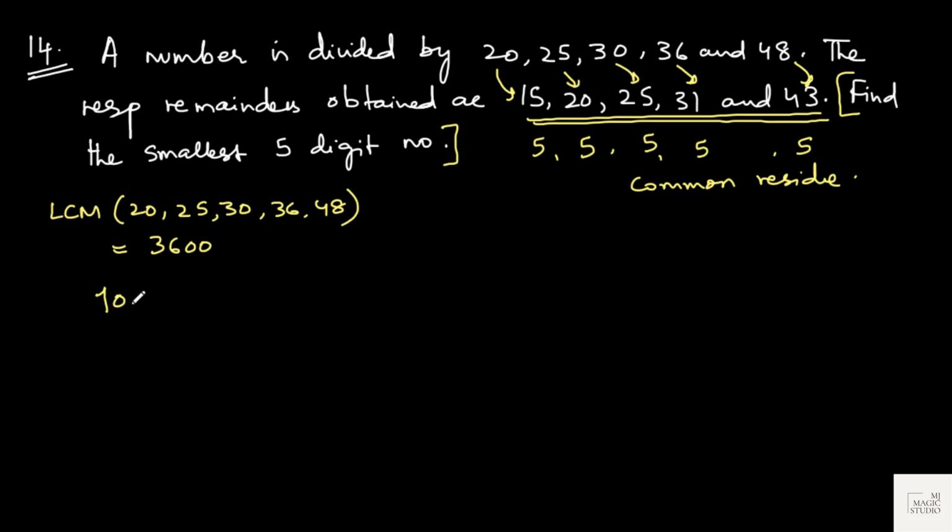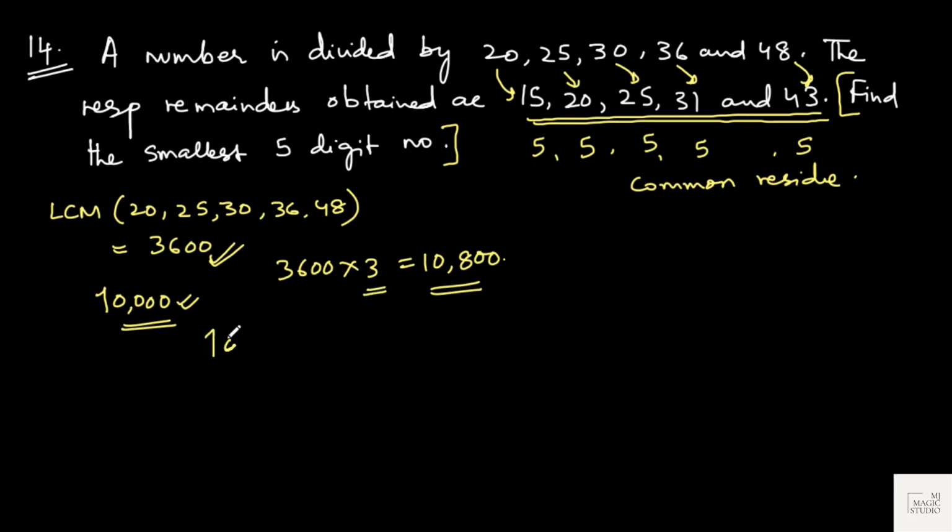Now, the smallest 5-digit number is 10,000. We are looking for a number which is a multiple of 3600 and is just greater than 10,000. Just by looking, we can find that 36 into 3 is 108. Correct. So 3600 into 3 will give us 10,800, which is a multiple of 3600 and is just greater than 10,000.